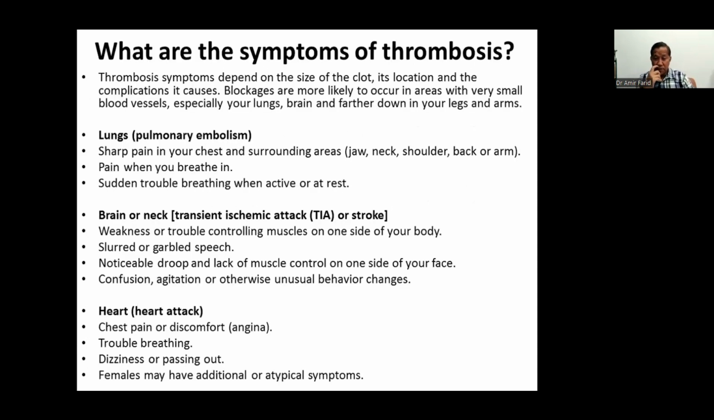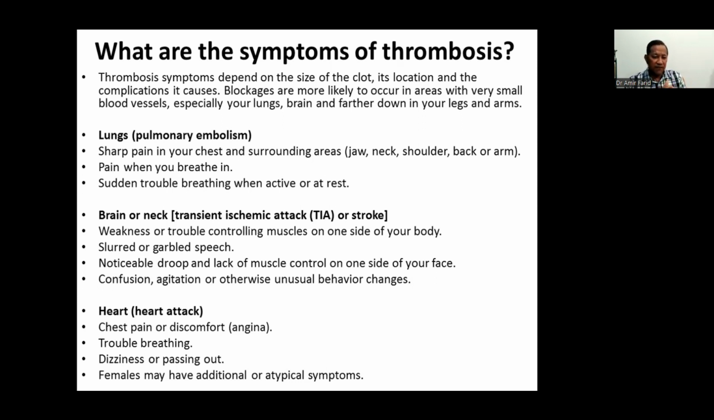And what are the symptoms? Of course, the symptoms depend on the size of the clot, its location, and the complication it causes. Blockages are more likely to occur in areas with very small blood vessels, especially your lungs, brain, and further down in your legs and arms.